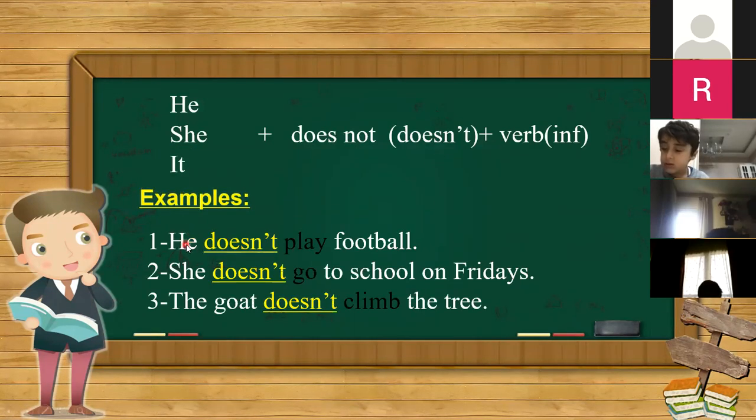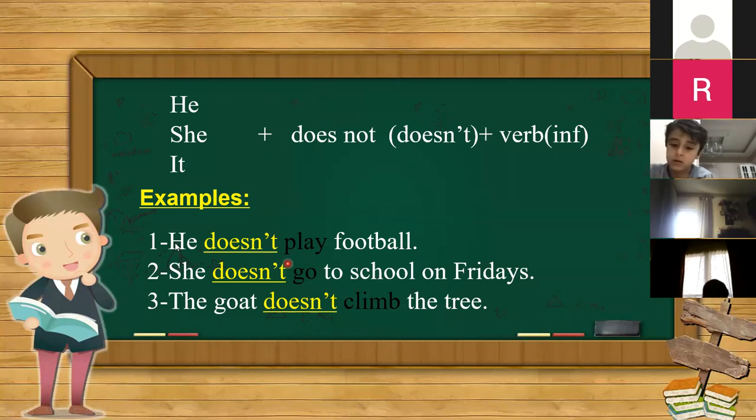Let's see some examples. Look carefully here. He doesn't play football. She doesn't go to school on Fridays. The goat doesn't climb the tree. Look here. After he, she, and the goat, which is it because it's an animal, comes doesn't. We use doesn't, the negative word here. Look at the verb after doesn't: play, go, climb. Do we add s or es or ies to the verbs here? Do we add anything? No.